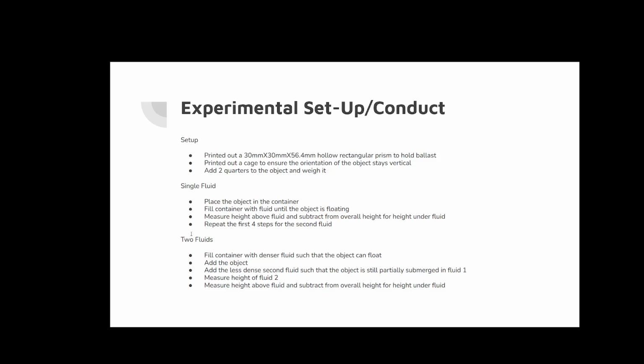We're going to repeat that with a second fluid. And then we're going to move on to the two fluid section. We're going to fill the container with two fluids, add the object, and repeat the height measurement. We do have to make sure that the object is intersecting both of the fluids in this case. Otherwise, it would simply be a one fluid measurement case. We also want to measure the height of the less dense fluid.